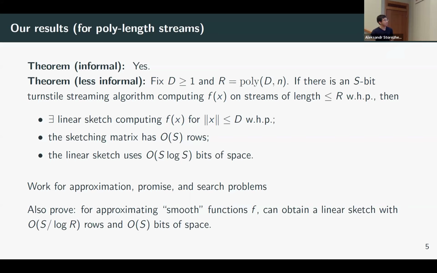But if we are approximating a smooth function, which means if we add a little bit of noise to the stream vector, the final frequency vector x, the result doesn't change by more than epsilon. In that case, it doesn't make sense for the algorithm to maintain anything over a small field, because adding noise will just give something random. And the proof actually captures this and can get a linear sketch with S over log n rows.